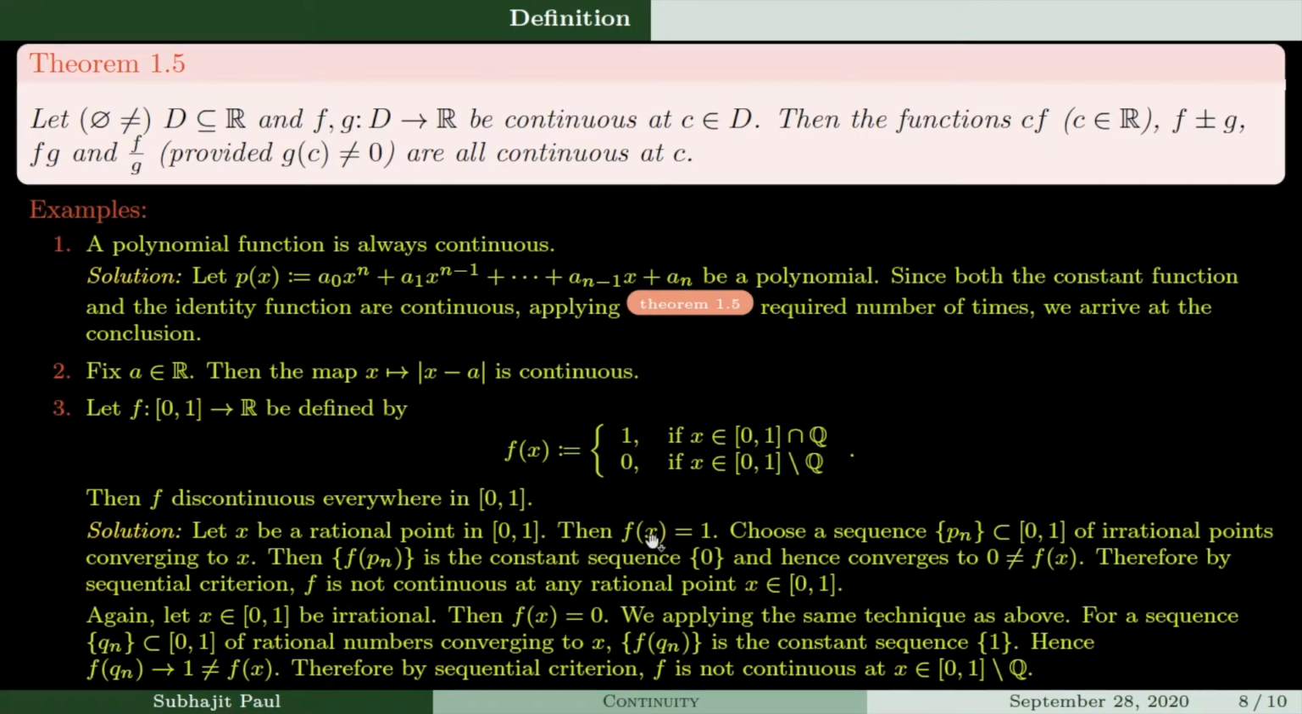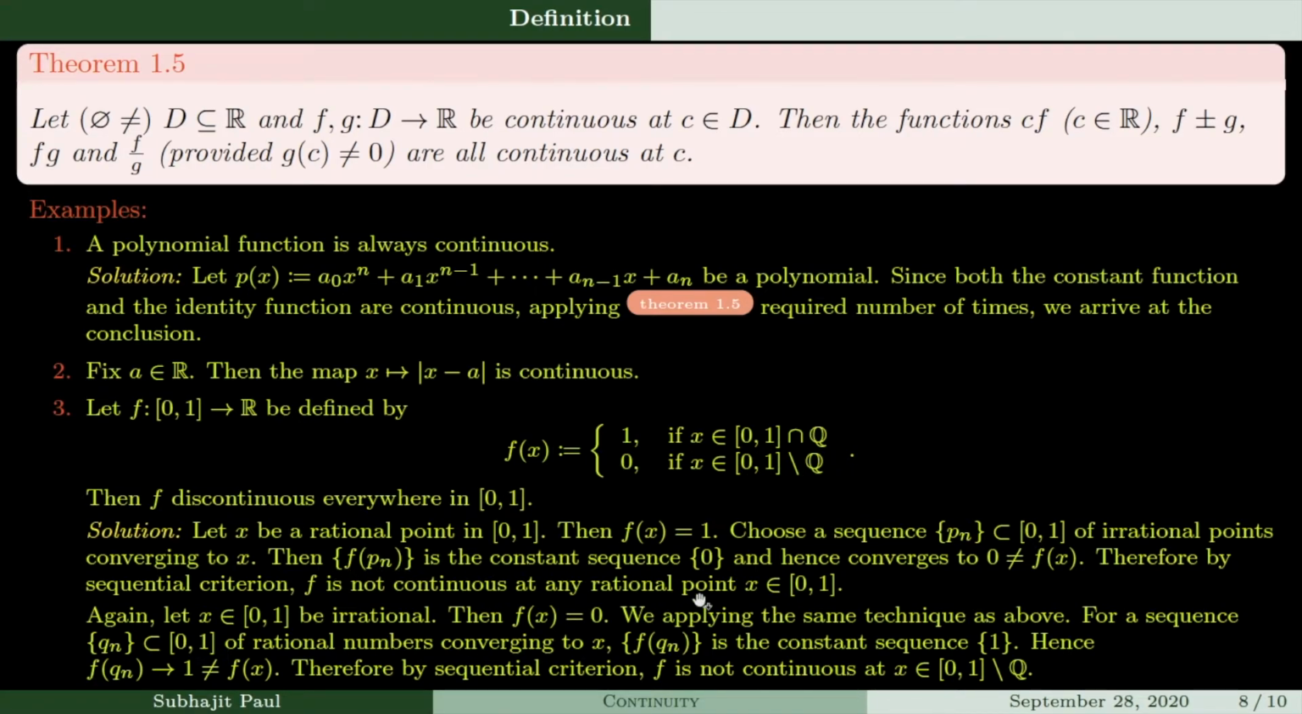Then, by definition, choose a sequence Pn of irrational points converging to x. Since we know that both the rational numbers and the irrational numbers are dense in [0, 1], for every point x in the interval [0, 1] we will have a sequence of irrational points Pn converging to x. Then f of Pn, the functional value sequence, is the constant sequence 0, because the Pn's are all irrational numbers and the functional value at all irrational points is 0.